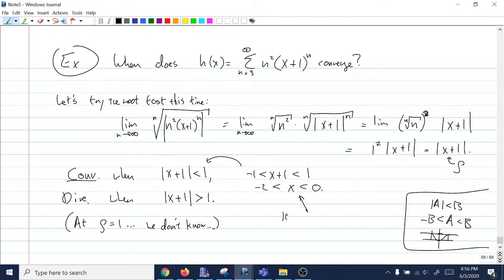So it converges on the interval from negative 2 to 0. It diverges, if I did the same thing to this inequality, on x greater than 0 and on x less than negative 2. But I don't know what's happening at x equals negative 2, x equals 0. At those points, we don't know what's going on at all.